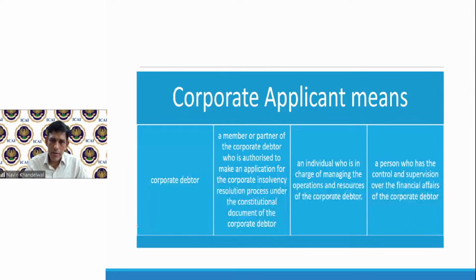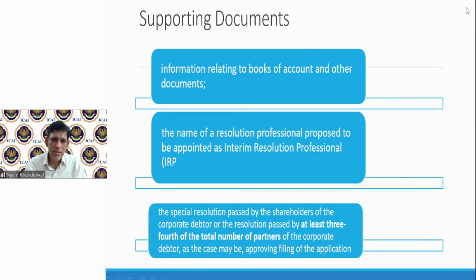So the corporate applicant means the corporate debtor, the company itself goes. A member or a partner of the corporate debtor who is authorized to make an application. An individual who is in charge of managing the operations and the resources of the corporate debtor, MD, CEO. Or a person who is in the control and supervision over the financial records of the corporate debtor, CFO. So the company itself, a member or partner of the company, or an individual or a person who has the control over the financial operations. They will make an application to the NCLT, provide all the information that there is a default.